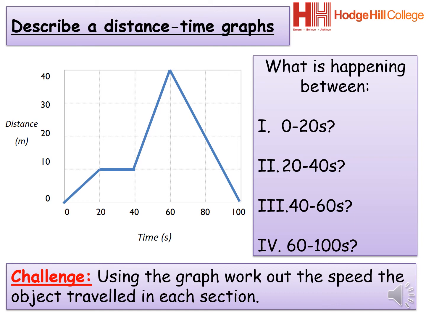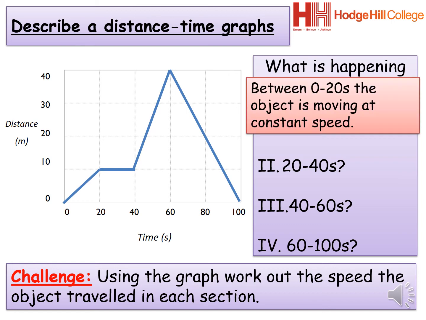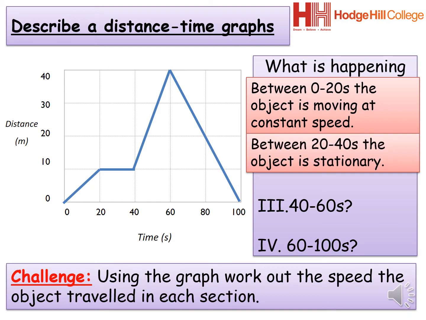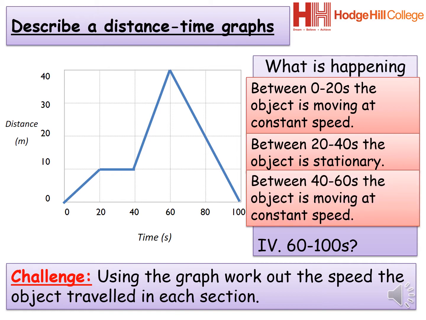Okay, so between 0 and 20 seconds, because the line is going upwards, we know that the object is moving at constant speed. Between 20 and 40 seconds, we can see there is a horizontal line. That tells us the object is stationary as the distance has not increased. And between 40 and 60 seconds, again, it's a line going upwards, but it is a steeper line. So it tells us the object is moving quicker. Again, it is traveling at constant speed.